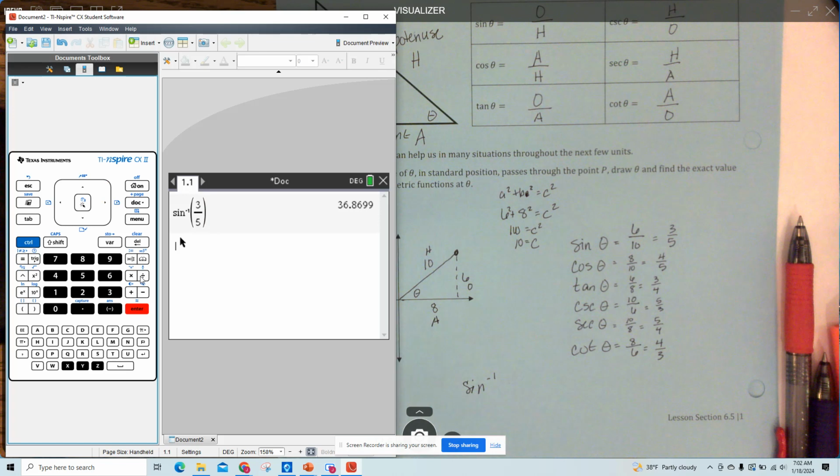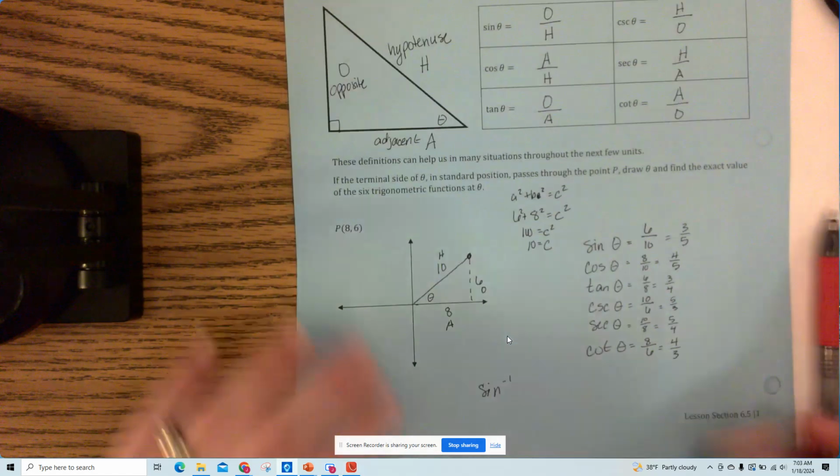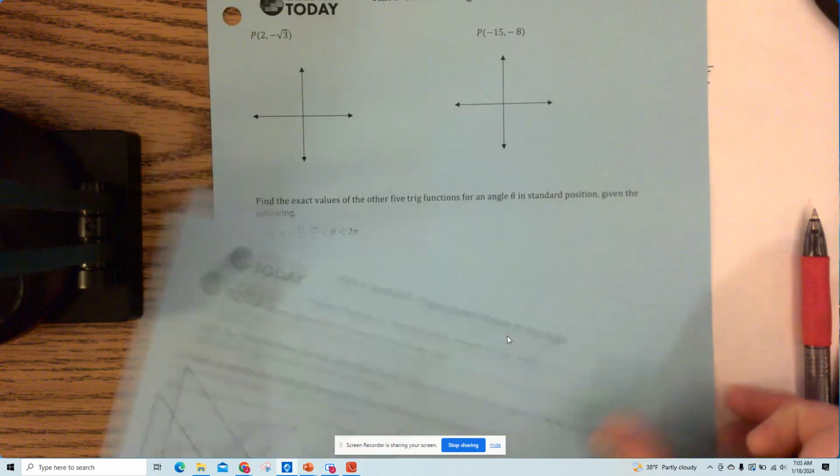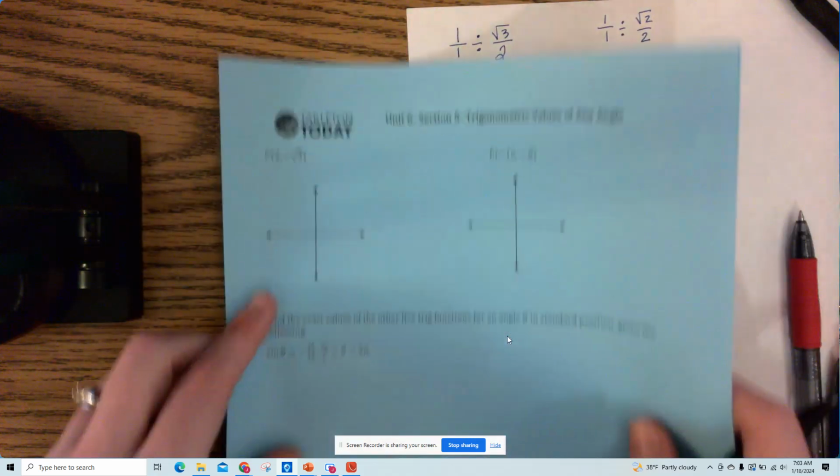Okay. And it gives me the approximate measure of that angle. So that's how these are used. We're not really doing that in this, but I want you to see that relationship. So the next page here, we're doing the exact same thing.